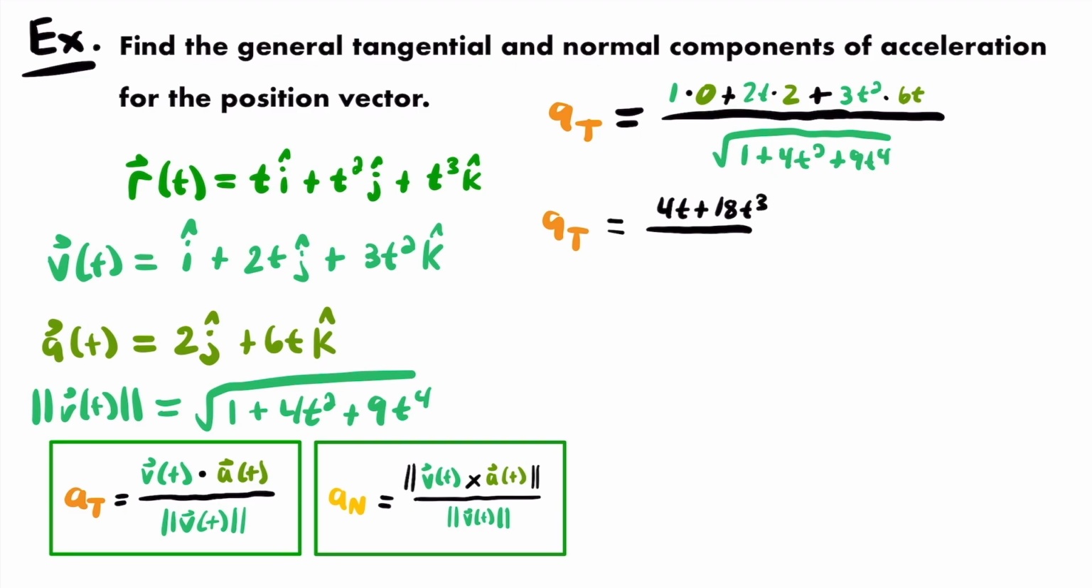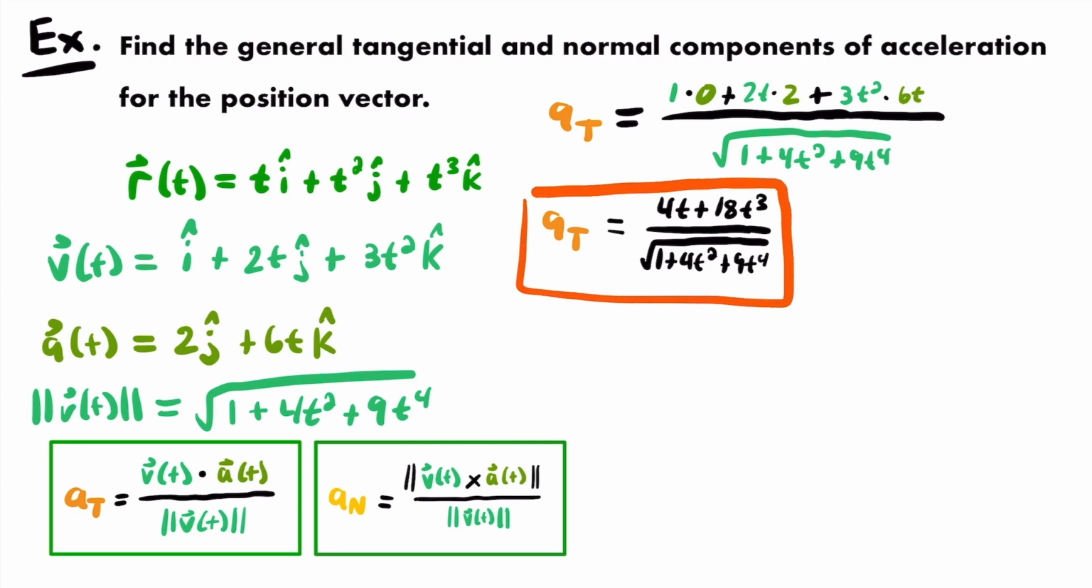And then the denominator, there's nothing for us to simplify. So I'm just going to rewrite it again. The square root of 1 plus 4t squared plus 9t to the power of 4. And that's it. We really can't simplify any further. I suppose you could pull out a common factor of 2t from these two terms in the numerator, but that's not really going to make a difference for us, so I'm going to leave it as it is. That is the tangential component of acceleration for this position vector.